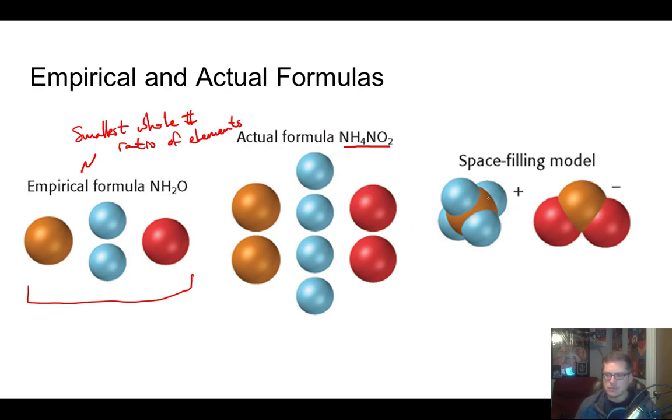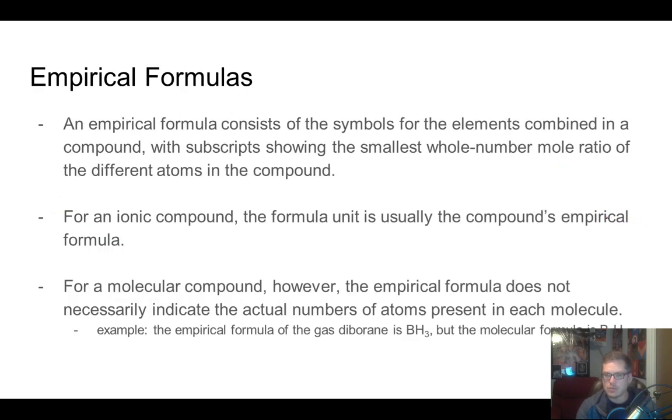In this space filling model, you don't really need to know anything about this more than just the fact that this is kind of what it actually looks like. You've got your ammonium here, your NH4, N and then your 4 hydrogens surrounding it, and then your NO2. But we're really not spending time on space filling models here. So an empirical formula consists of the symbols for the elements combined in a compound. The subscripts show the smallest whole number ratio of the different atoms in the compound. So empirical formula, smallest whole number ratio.